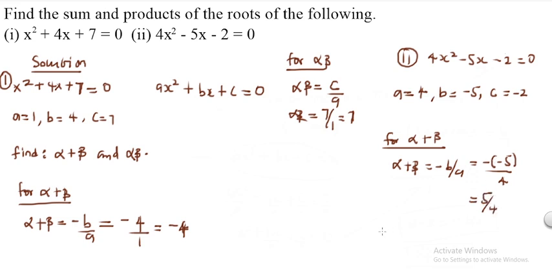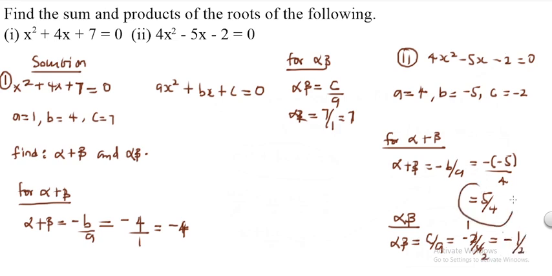The product of roots is alpha beta. So alpha beta, from what we've seen before, is c over a. Now c here is minus 2, a here is 4. So plugging those two in, I have minus 2 divided by 4. And then 2 can go into 2 once, 2 can go into 4 twice. So I have minus 1 over 2. This is the sum of my roots, and this is the product of my roots of this quadratic equation. So that's how to solve basic problems under sum and product of roots of a quadratic equation.